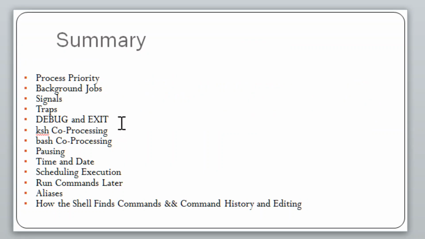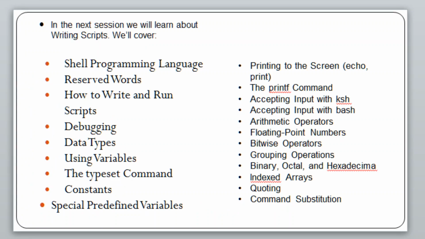So in summary, guys, we talked about process priority, background jobs, signals, traps, debug and exit, Korn shell coprocessing, bash coprocessing, pausing, time and date, scheduling execution, run commands later, aliases, and how the shell finds commands, and command history and editing. Next session, we're going to talk about shell programming language, reserved words, how to write and run scripts, debugging, data types, using variables, the typeset command, constants, special predefined variables, printing to the screen using echo and print, the printf command, accepting input with Korn shell, accepting input with bash, arithmetic operators, floating point numbers, bitwise operators, grouping operations, binary, octal, and hexadecimal, indexed arrays, quoting, and command substitution.